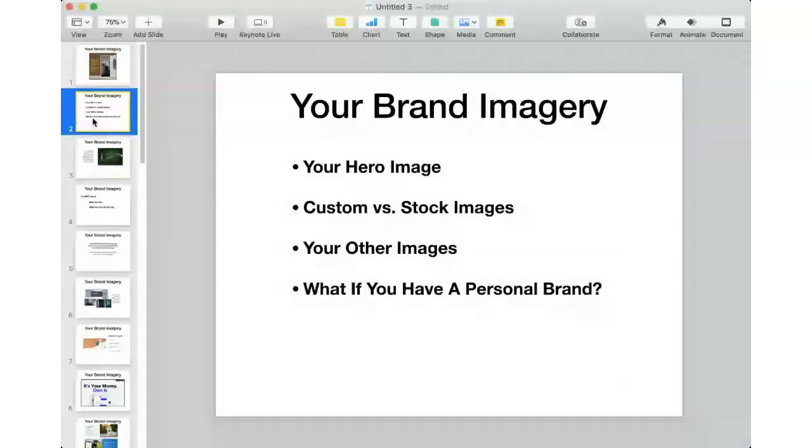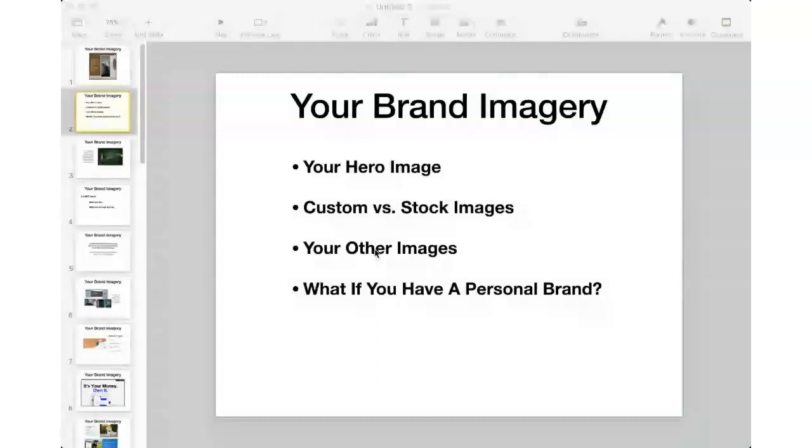I have a huge advantage in that my daughter is a professional photographer, and my grandson seems to want to act like a professional model. So that always helps. But those are other images where you might be able to get them from. And then what do you do if you have a personal brand where you are the product and the brand? We'll talk through each of those stages this morning.